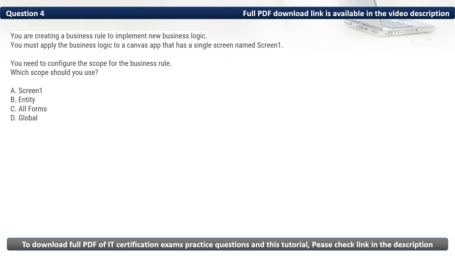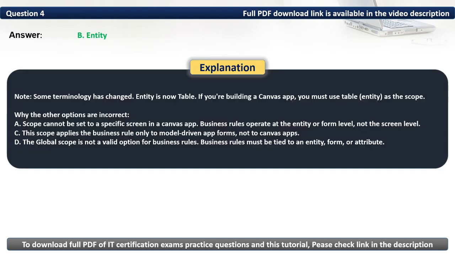Then we have all forms. The scope applies the business rule only to model-driven apps, not to Canvas apps. Then we have D, global. The global scope is not a valid option for business rules. Business rules must be tied to an entity, form, or attribute. As such, the scope that we should use is entity. Thus, the correct option is B. Note, some terminology has changed and entity is now table. If you are building a Canvas app, you must use table as the scope.